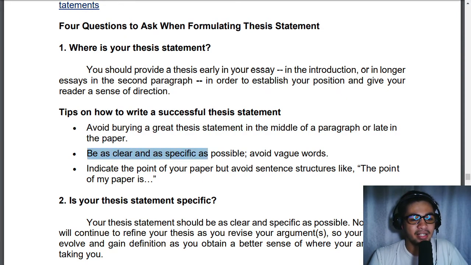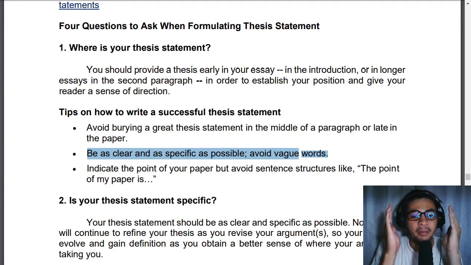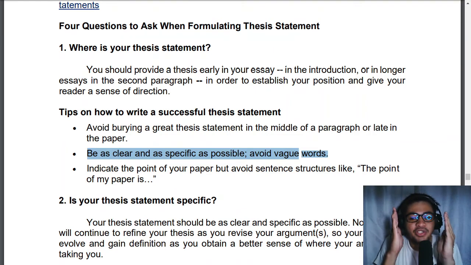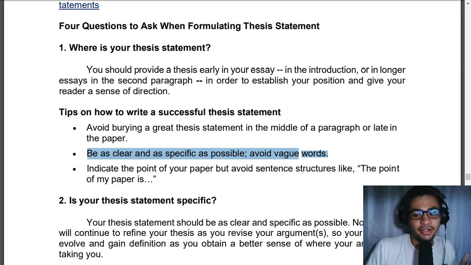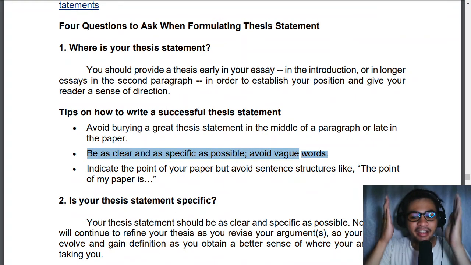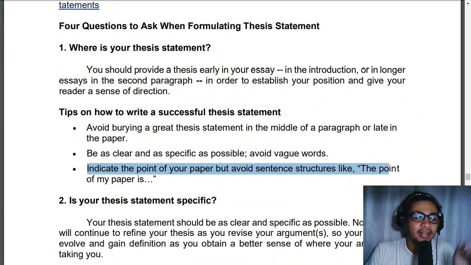Next is, be as clear and as specific as possible. Avoid big words. Be specific. It should be direct to the point. Straight to the point, direct to the point, brief and concise. That is a thesis statement. Sometimes it is straight but not direct. It must be straight and direct.